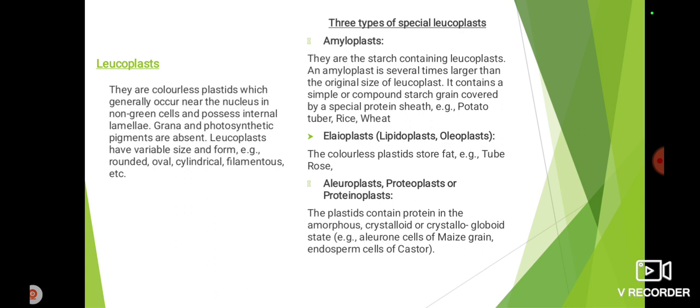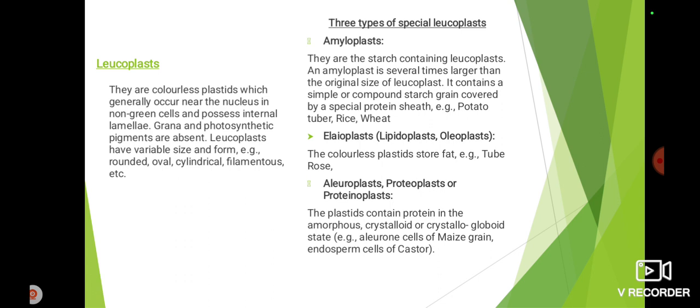Now, let us look into leucoplast. Leucoplasts are colorless plastids. They occur near the nucleus in non-green cells and have internal lamellae. Grana and photosynthetic pigments are absent. Leucoplasts have variable size and form. Example: rounded, oval, cylindrical, filamentous, etc. Now, there are three types of special leucoplast: amyloplast, elaioplast, and aleuroplast or proteoplast or proteinoplast.